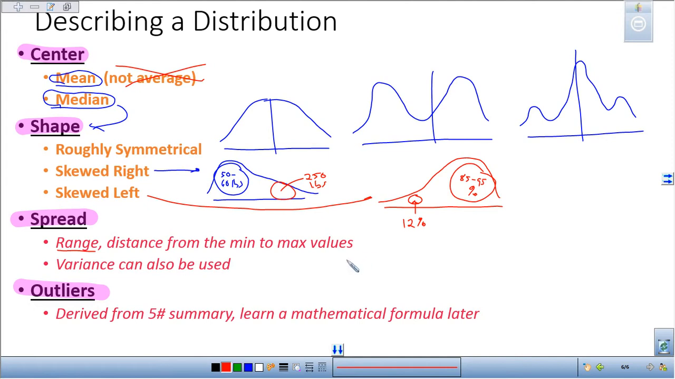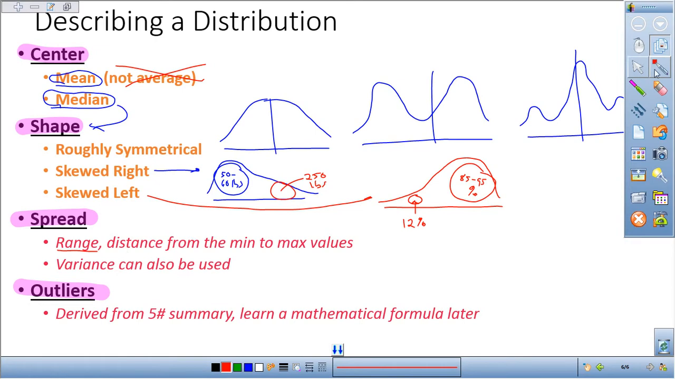We'll get into more detail in how those can be used as we go throughout the course. And then outliers. Right now we're going to talk about outliers solely from do they look pretty far out there. There is a mathematical formula that we'll learn later, but for right now, we're just eyeballing something that seems pretty far out there. But when we describe a distribution, center, shape, spread, outliers all need to be discussed.